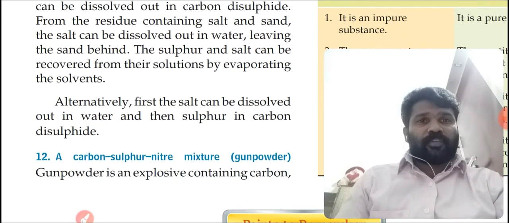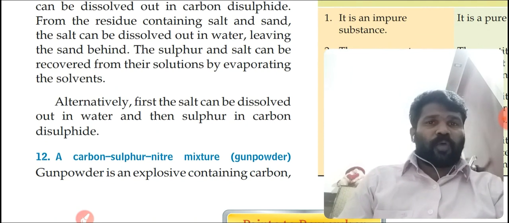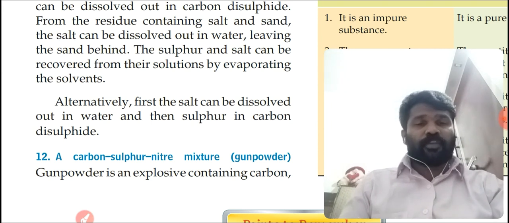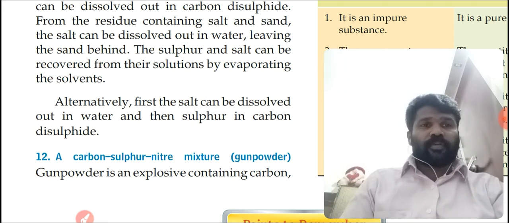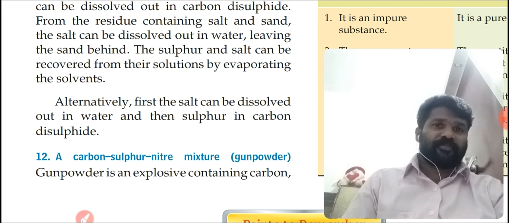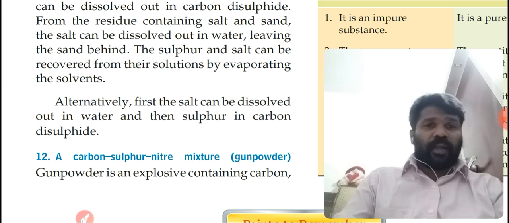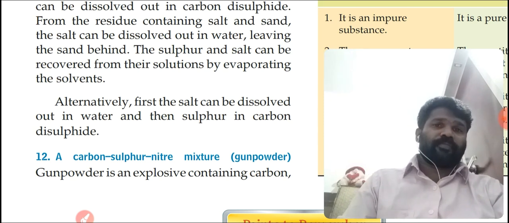Alternatively, first the salt can be dissolved out in water and then sulfur in carbon disulfide.